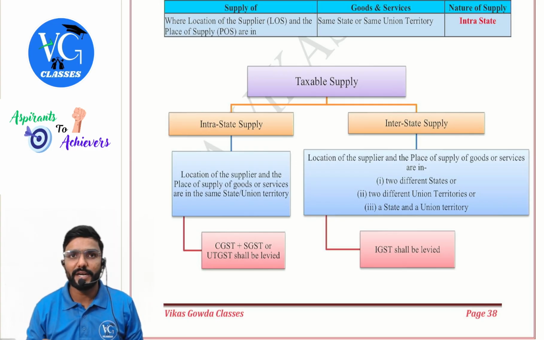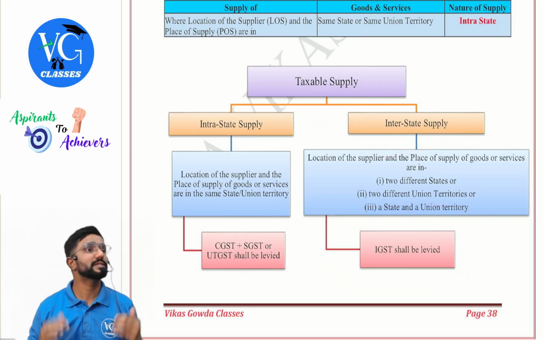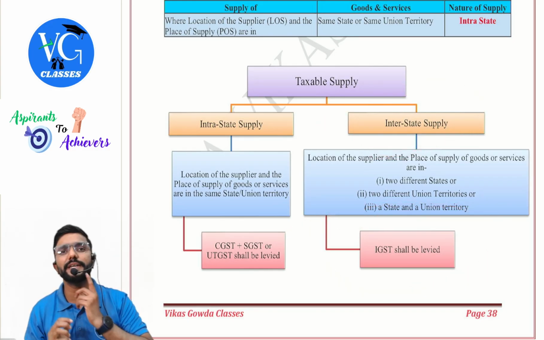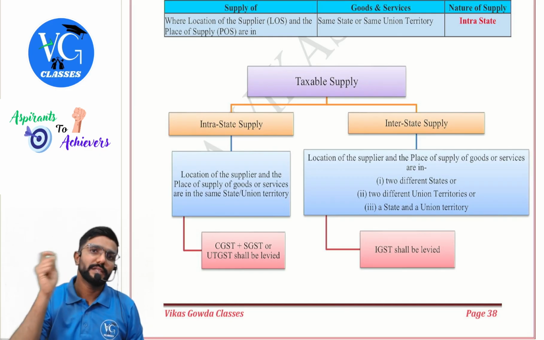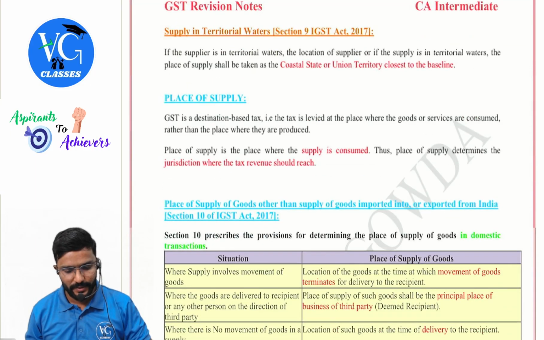Then what is interstate supply? In that case, what would be levied? IGST. Who will levy? The central government. We will levy and collect it, but half of it remains as the revenue of the central government, and half will be given to the destination state.